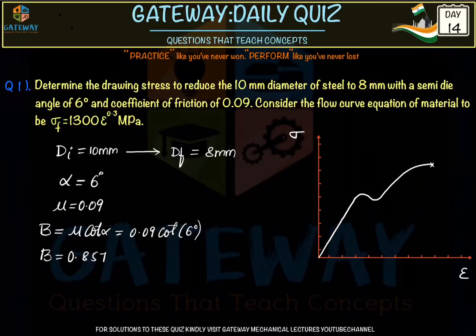This is our ultimate point, and then somewhere around your failure point, right? This is our equation. The given flow stress is sigma flow equal to 1300 epsilon power 0.3. This is our ultimate tensile strength point. We'll be calculating everything till this point. After this point, necking will happen, and in necking no need to calculate anything. Even without any stress, there will be strain occurring.